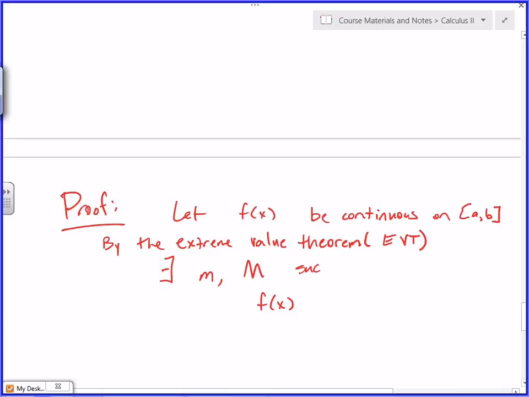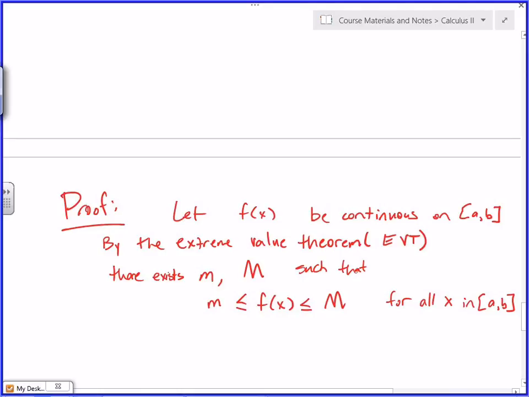Such that, I know all of you haven't had your proofs class, so you won't know all of my shorthand notation, so maybe I should write these words out. There exists a little m and a capital M such that f of x is between little m and capital M for every x on my interval. All x in [a, b].